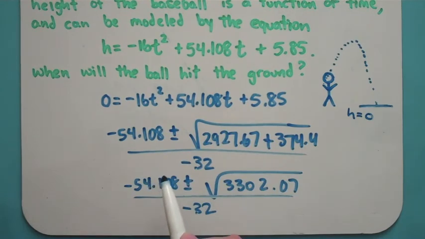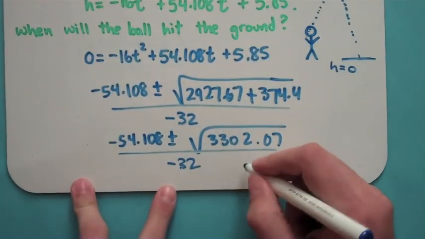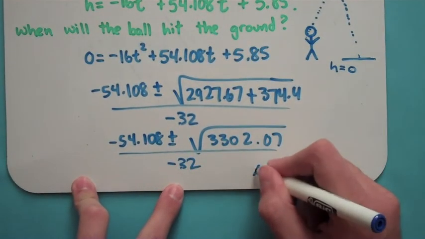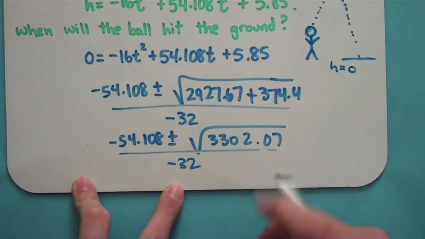So I'm going to do this plus the square root of this, enter, divide by negative 32. This minus square root of this, enter, divide by negative 32. When I do that, the two answers you should get, and you should try this on your own calculator just to be sure you know how to do it. I guess this is for t, not x.